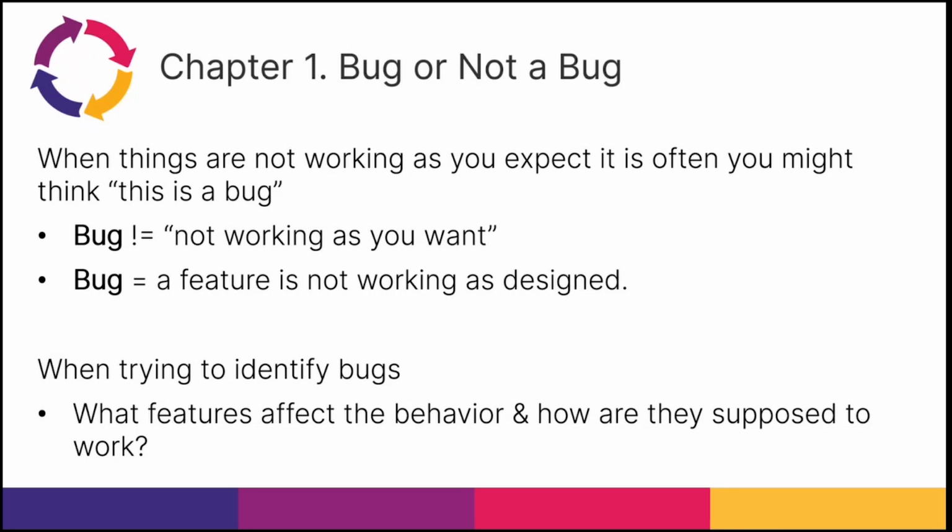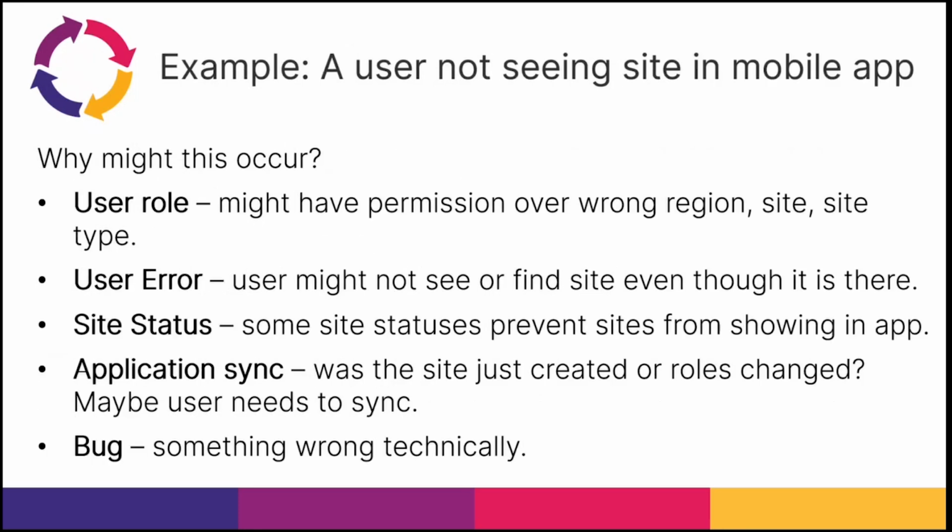So a bug is not when something is just not working as we want; that could just be a settings issue, right? When we try to identify bugs, the main questions we need to ask are: what features are affecting this behavior, and how are they supposed to work? These two questions in combination will allow us to answer whether something is a bug or not. When a feature is not working as designed or intended, then we can say it's a bug, right? Because if we expect behavior A and that's not happening, then clearly something is wrong.